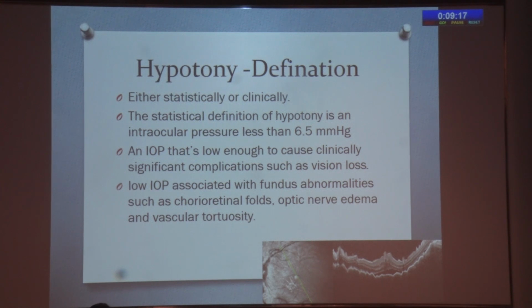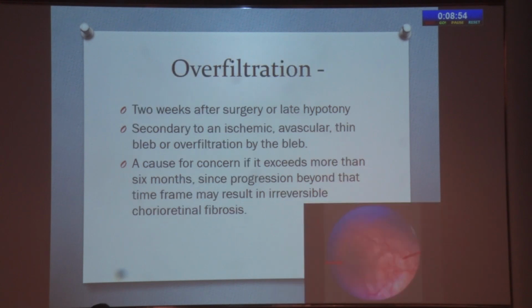An IOP that is low enough to cause clinically significant complications such as visual loss is hypotony. That can be a definition. And it is associated with chorioretinal folds or optic nerve edema and vascular tortuosity. And persistent folds will develop a fibroblastic membrane on them, and this visual loss then becomes permanent. So overfiltration can be early or late in the post-op period, and it could be secondary to an ischemic avascular thin bleb because of the lot of use of mitomycin these days.